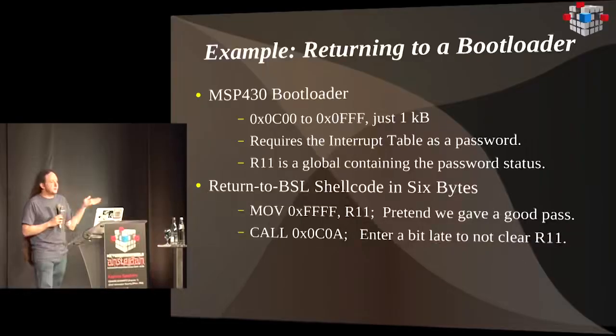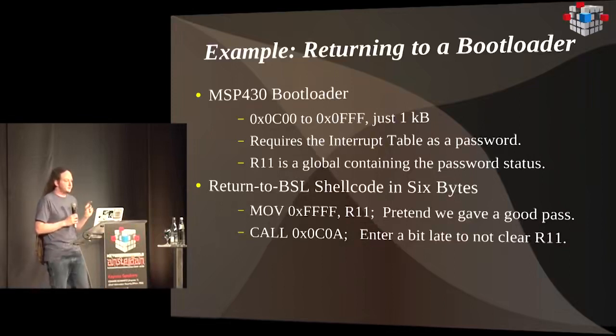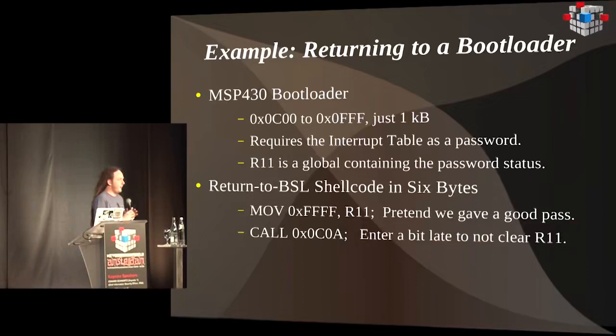So in the MSP430, this is from C00 to FFF, and it's just 1 kilobyte. You can reverse engineer it with pen and paper in a few hours for the first time and a few minutes after you're familiar with it. It requires the interrupt table as the password, though, and you might not know this. So if you don't know the addresses of all of the interrupts, then you have to use return-oriented programming or a bit of shellcode to drop into it and to elevate your privileges before you do.